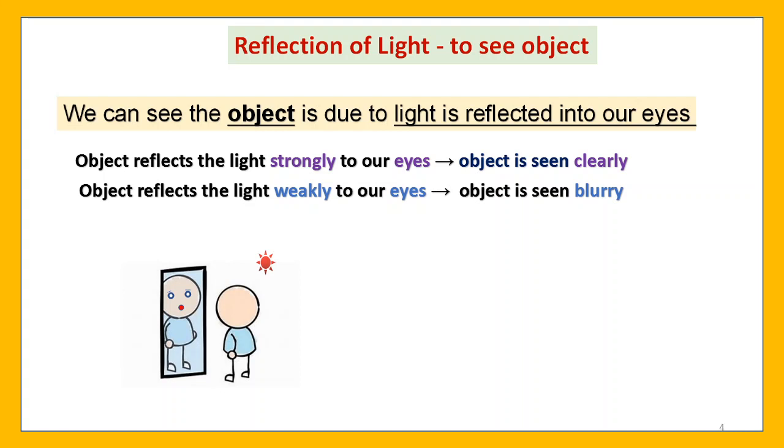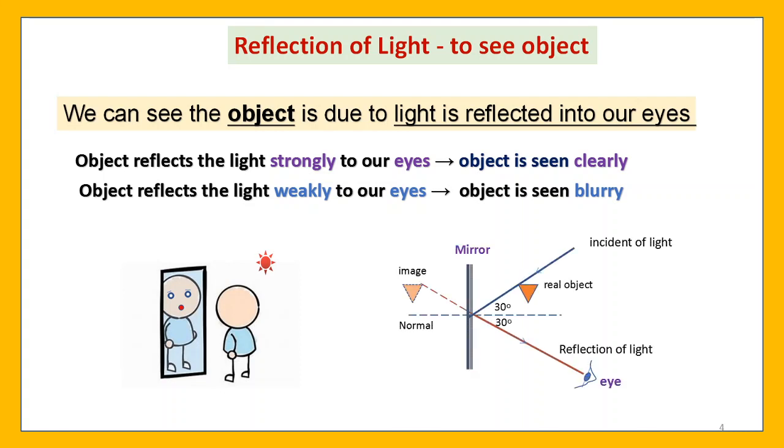Object reflects light weakly to our eyes. Object is seen blurry. To have some basic concept of the image formed by the mirror, we use this triangle as object. When the light travelling in shines onto this triangle, then the light is reflected from the mirror and enters into our eyes. Therefore, we can see the image is formed just behind the mirror. Therefore, we conclude, in order to see the image of this triangle, the light must be reflected from the mirror in order for us to see the image of the triangle.